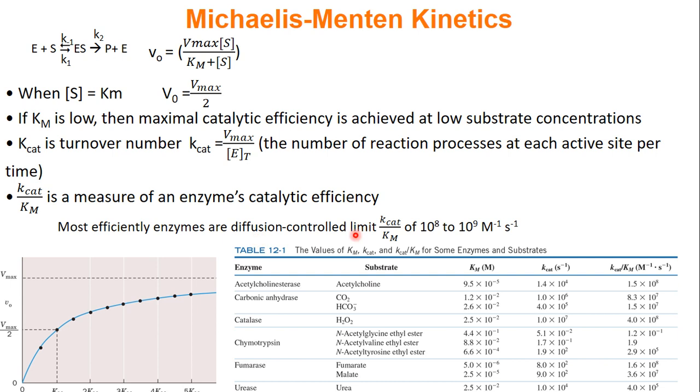Your most efficient enzymes have kcat divided by Km of 10 to the 8 or 10 to the 9 inverse molar inverse second. We call these diffusion controlled limited. That is, the slowest part of their reaction is the time it takes for a substrate to diffuse over to them. Once they run into a substrate, their reaction is more or less instantaneous. The slowest step is actually movement.